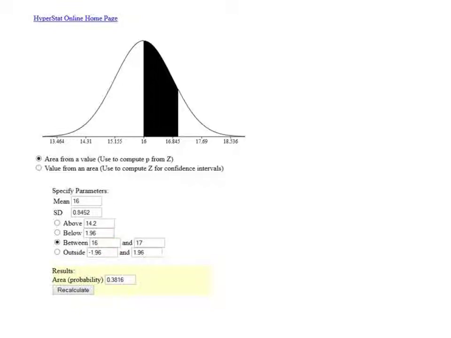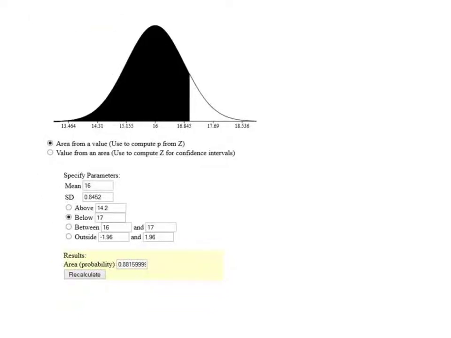For part B, they want us to know the probability of getting a sample with an average between 16 and 17. I left those same parameters, the same mean and the same standard deviation for samples of size 35, and I just changed this to 16 and 17, and it graphed it for me, and that's the answer. That's the probability.